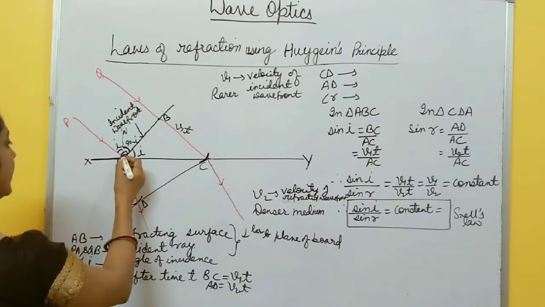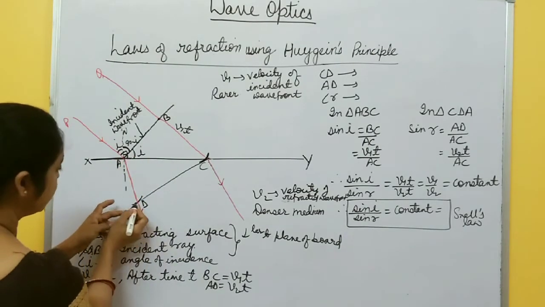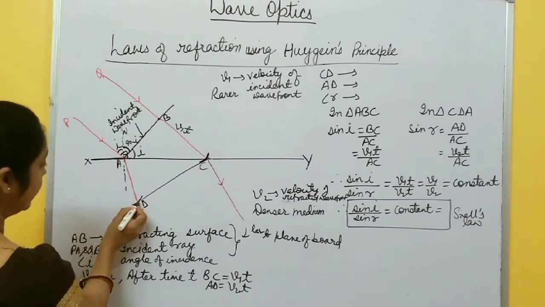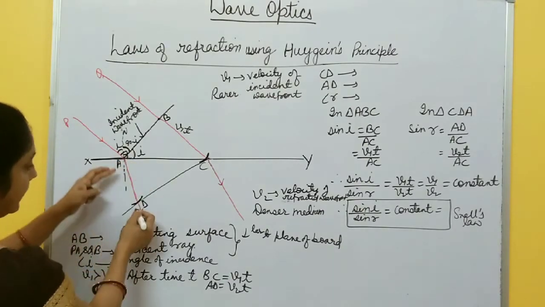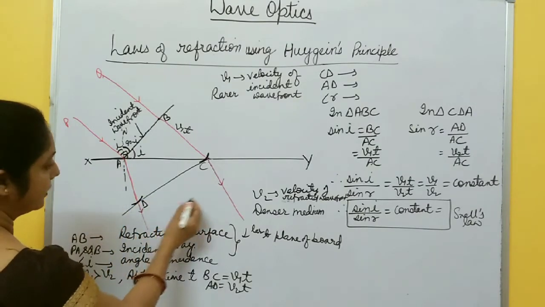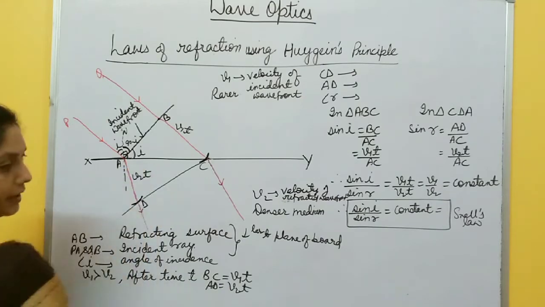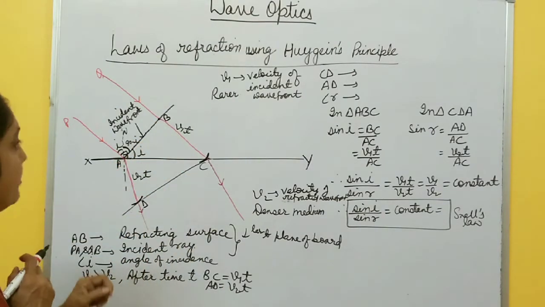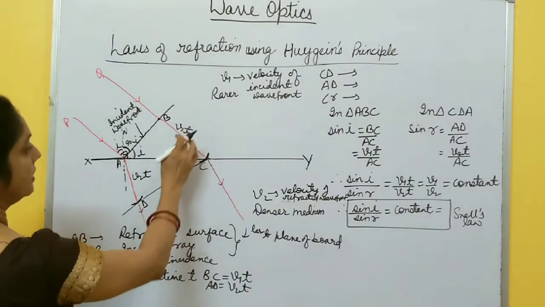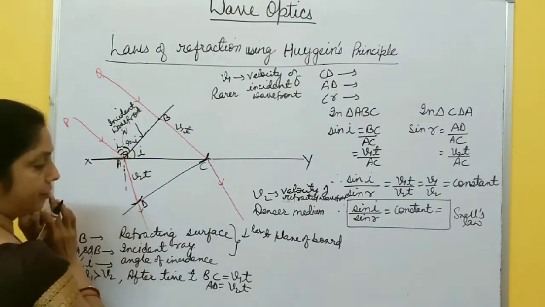At the same time, this point A also reaches the disturbance point D. You again draw one secondary wavelet here. And this AD in this medium, velocity is v2. So this AD is v2t after time t. This AD is smaller than BC because v1 is greater than v2. So BC is greater than AD.